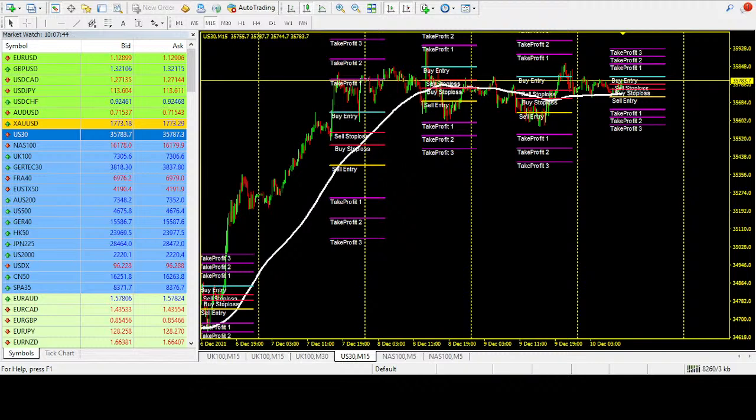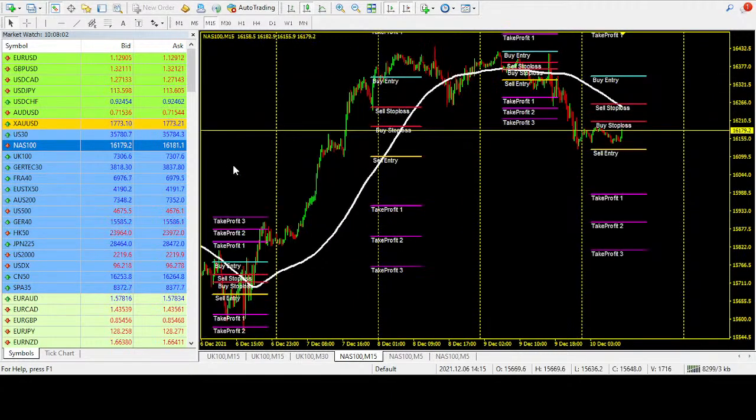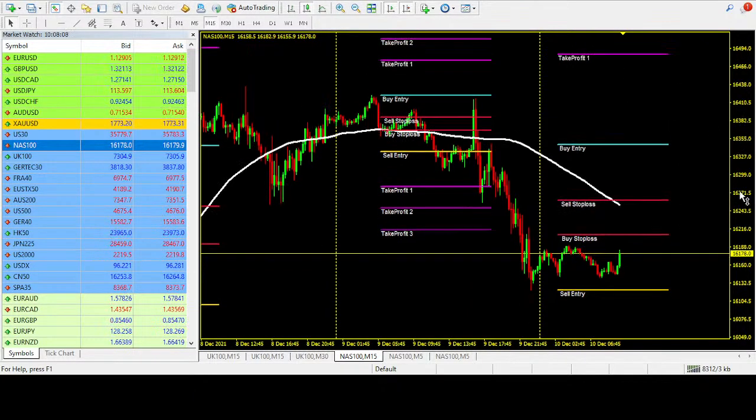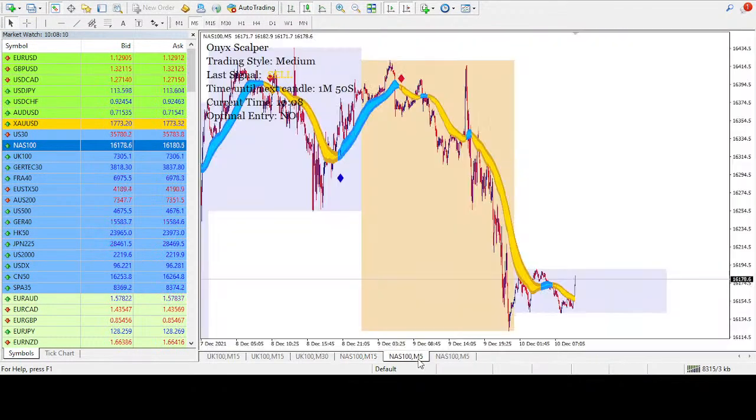Okay, so we looked at the G-Wagon. We looked at Euro stocks, we looked at France 40, and we looked at UK 100. We looked at NAS 100. NAS 100 is looking good for us, okay? So what I will do is do the analysis on Onyx, just to have a better idea of what's happening in the markets.